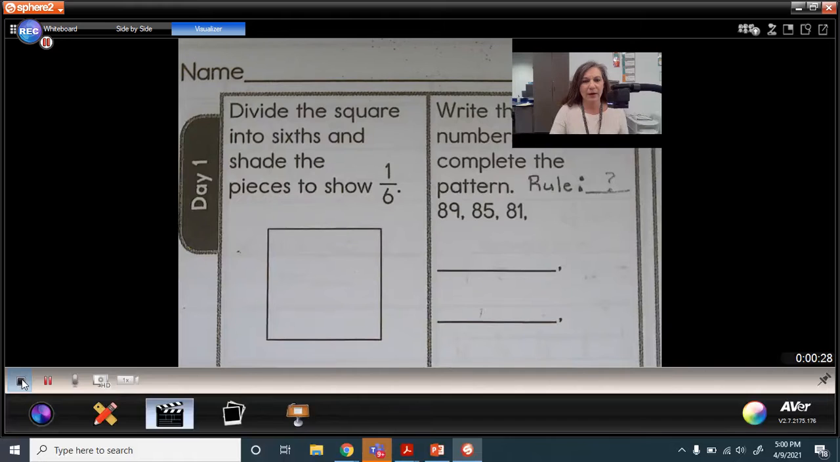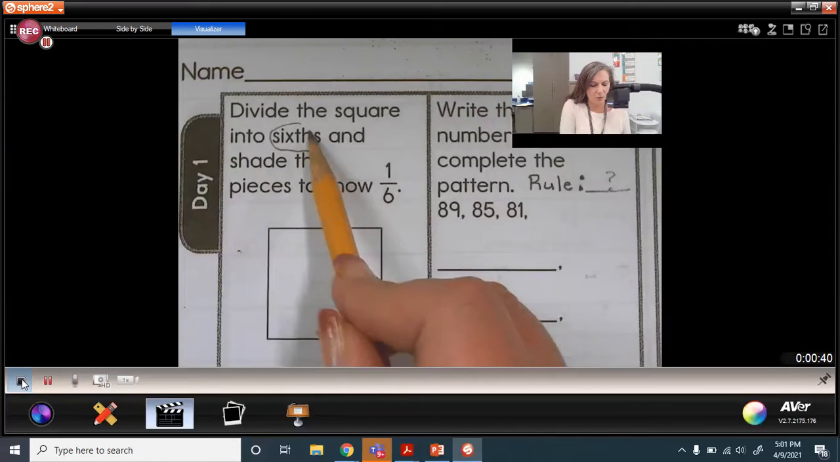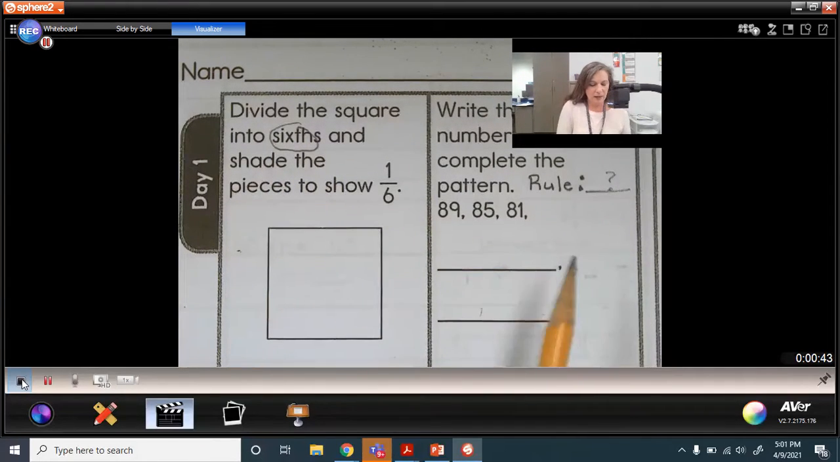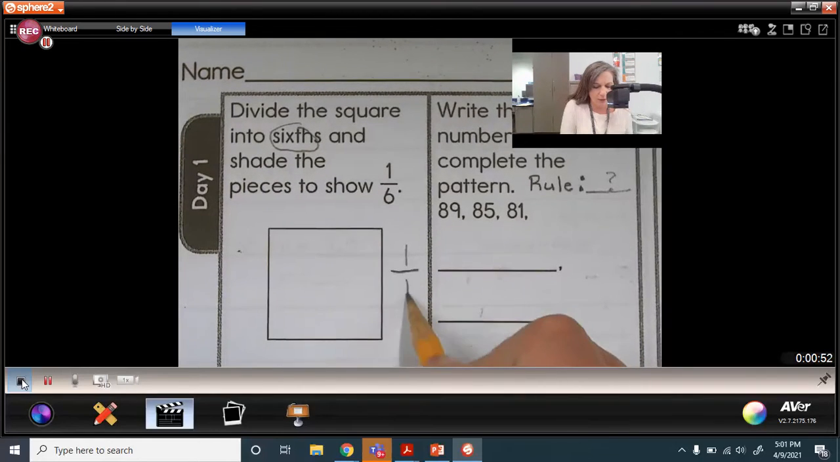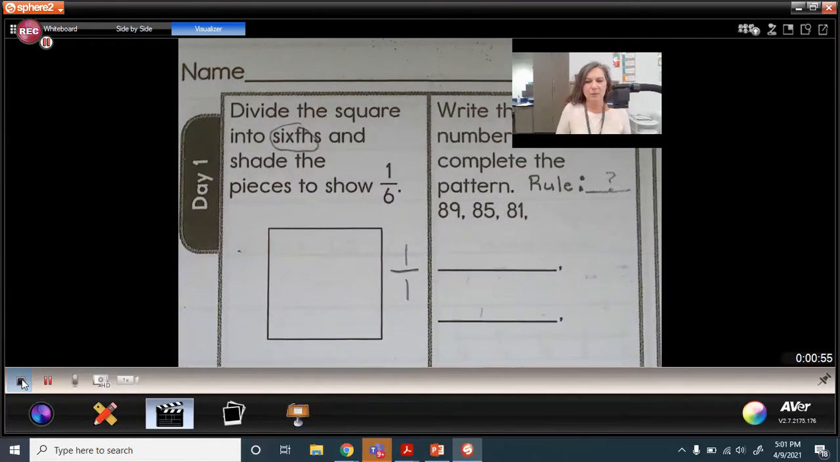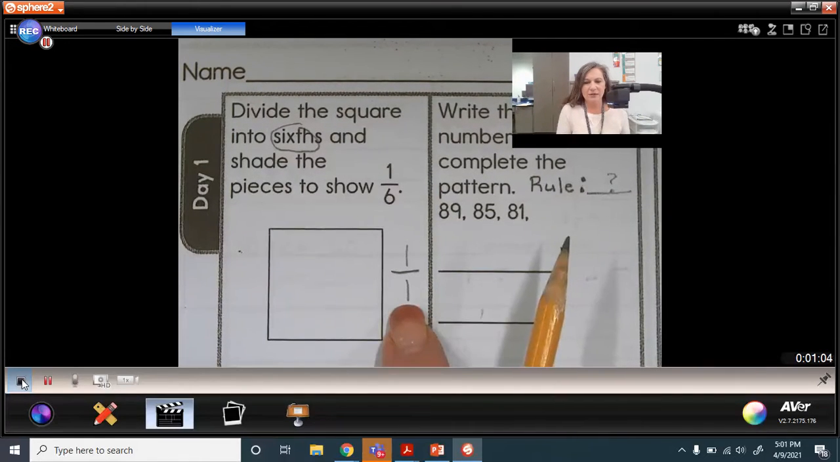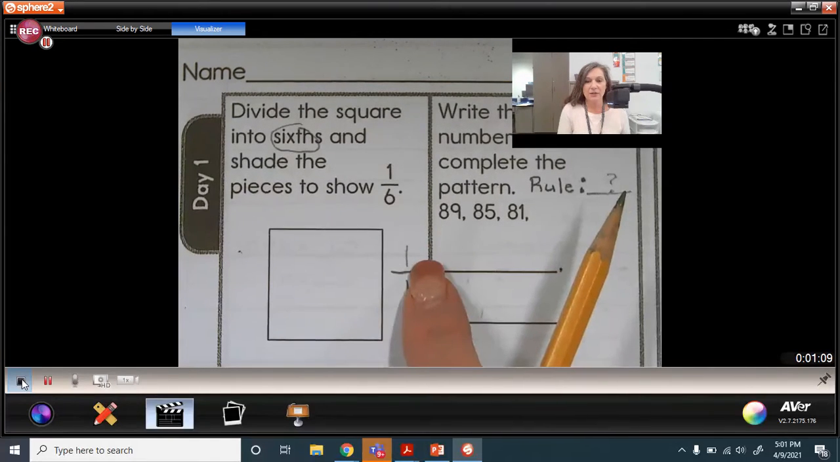It says divide the square into sixths and shade the pieces to show 1/6. So remember, we are going to partition the one whole square. This is one whole, and we're going to partition it into sixths. Now remember, before I partition this, I can write one whole as the fraction 1/1. When we talk about a whole and we don't partition it into any pieces, we can use 1 as our denominator, and then however many wholes we have, we can use that as the numerator.